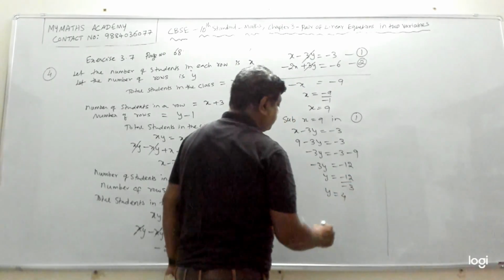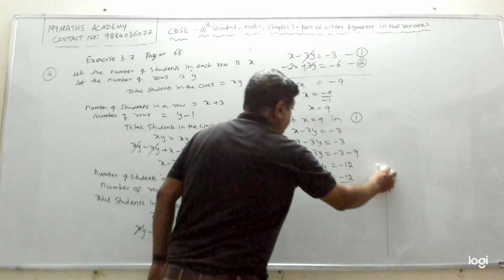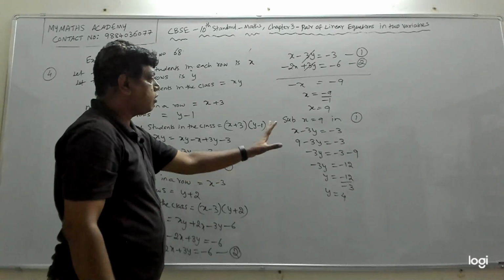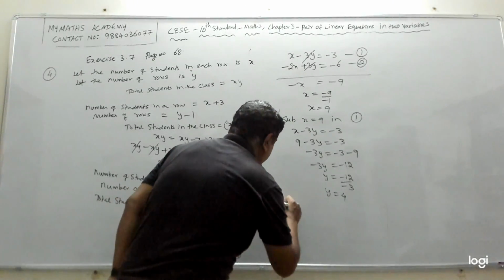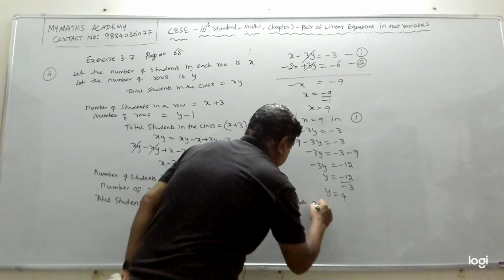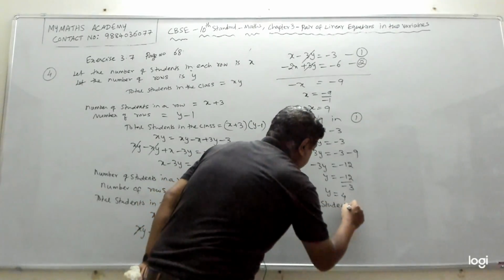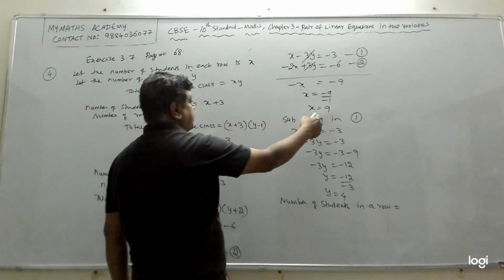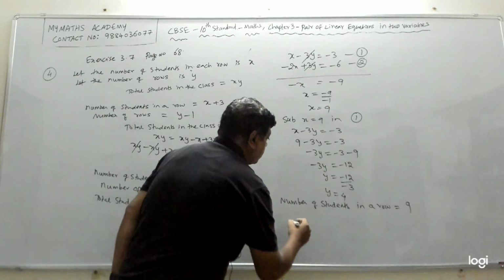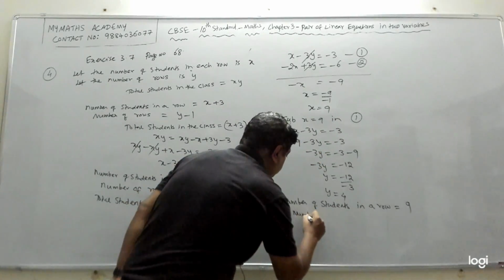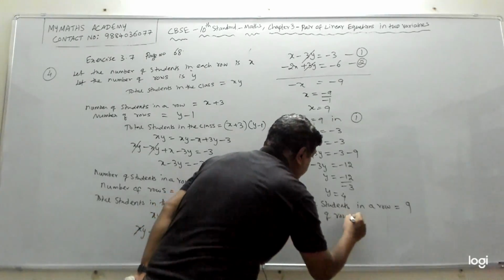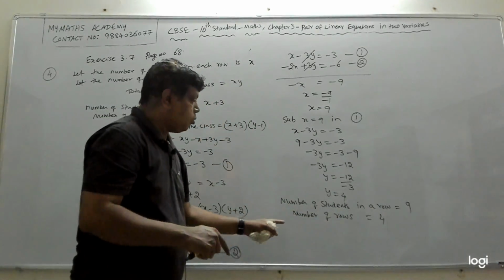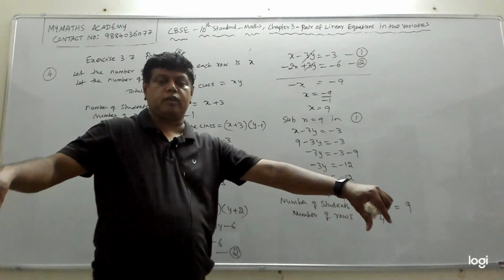So y becomes 4. The number of students in each row is x, which is 9, and the total number of rows is y. So we have got x and y. Number of students in a row is equal to x, and what is x? 9. So 9 students are there. Number of rows is equal to 4. So we have found the number of students in one row, and there are 4 rows. In one row 9 students are sitting, like that 4 rows are there.